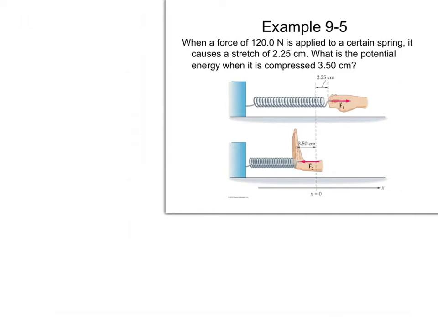So 2.25 centimeters. What do we do to convert it to meters? We've got to move the decimal point 2 places to the left, right? So that's 0.0225 meters. Okay, and the question is, what's the potential energy when it's compressed 3.50 centimeters? Well, let's change that to 0.0350 meters. That's going to make our lives a little bit easier.